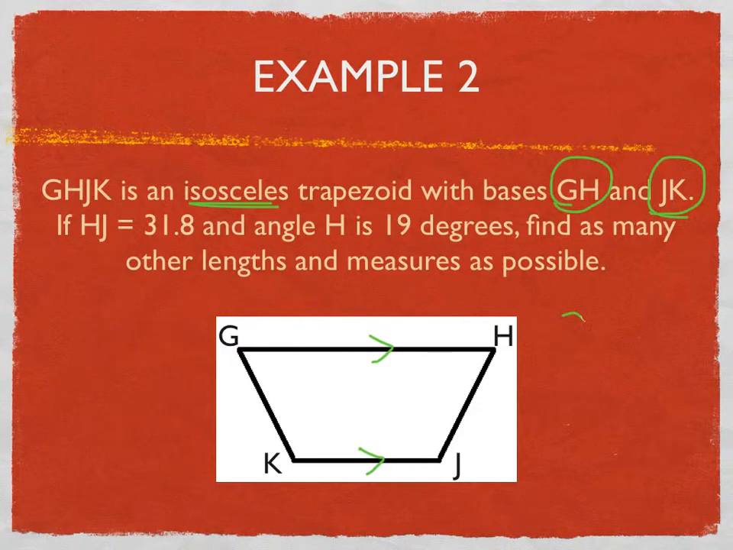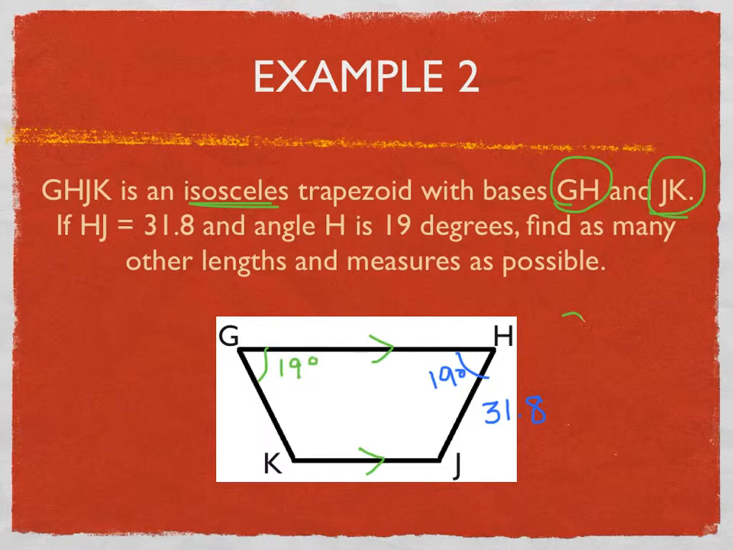Sorry, we've lingered too long here. HJ is 31.8. So this is 31.8 over here. And angle H is 19 degrees. So this is 19 degrees. It says find as many other lengths and measures as possible. Okay, somebody raise your hand and tell me something we know. Jake, go ahead. Wouldn't G be 19? You're right. G would be 19 also, because this time this is an isosceles trapezoid.